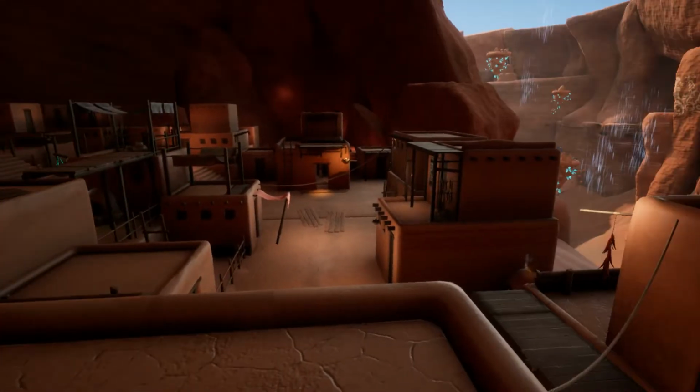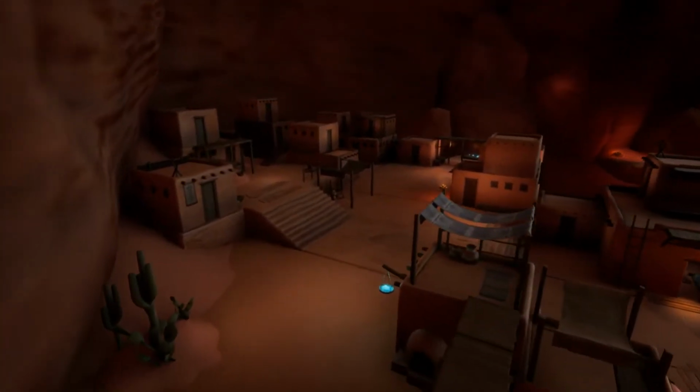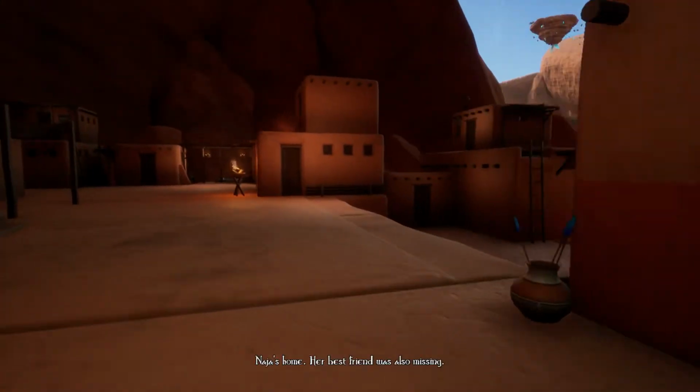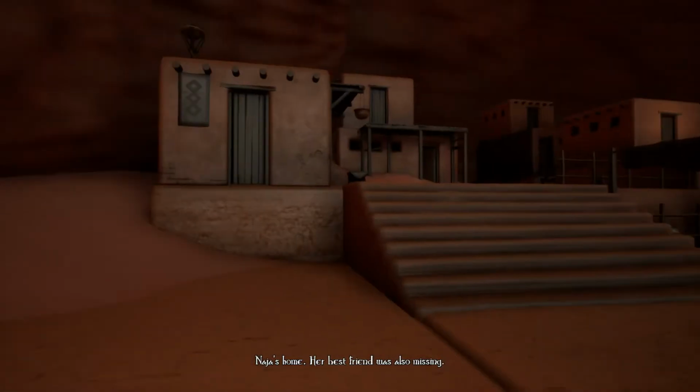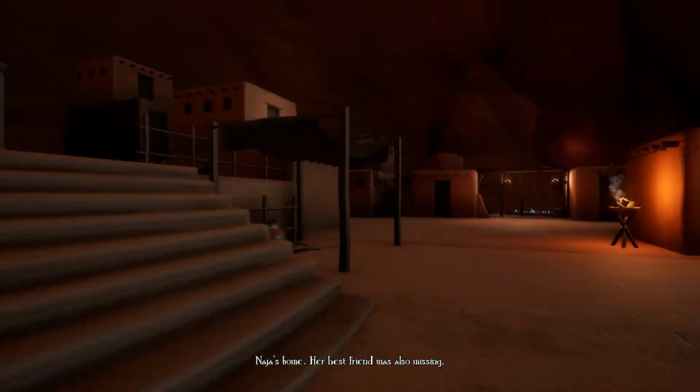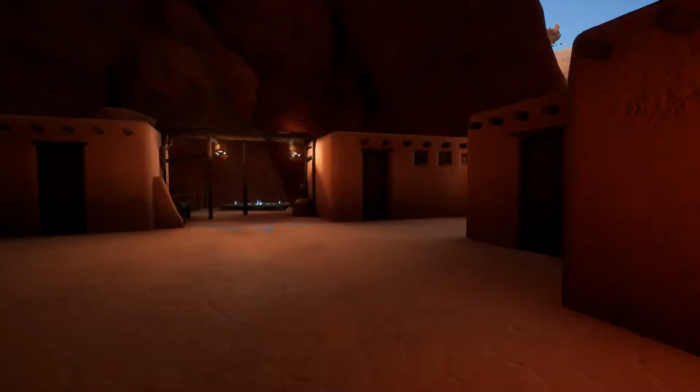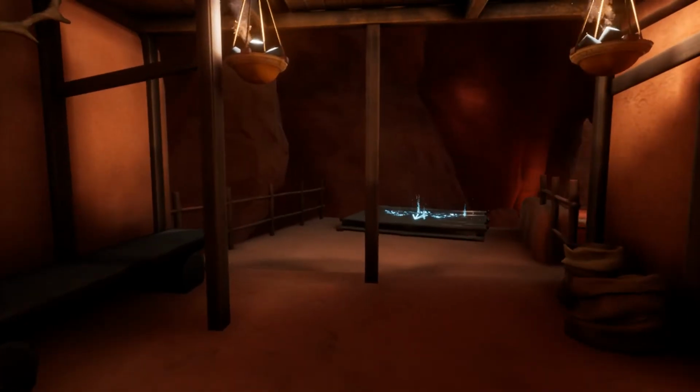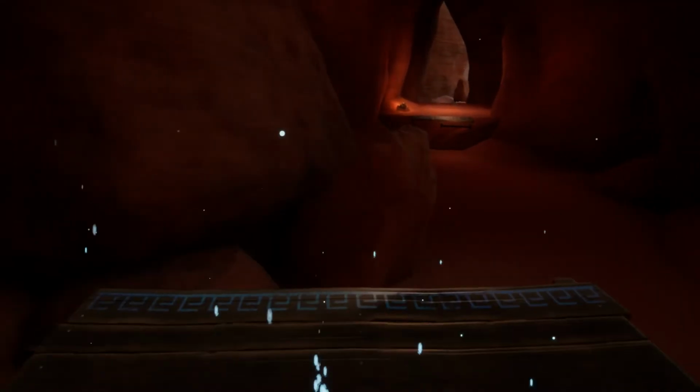Area way too big for no loot. Maybe in the future. Naya's home. Her best friend was also missing. So right now it's just a graphical adventure, but without interactions.